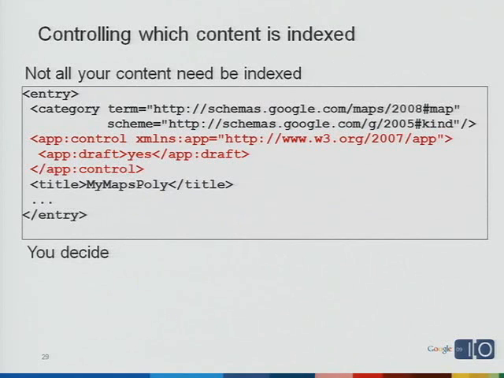As I mentioned, anything that is public, and public is the default, is potentially searchable and findable on Google Maps. You may not want that for everything. If you want your map not to be indexed, you can use the app:draft tag, which has to be wrapped up in an app:control, to specify that this is something that's unlisted, that is not for public consumption.